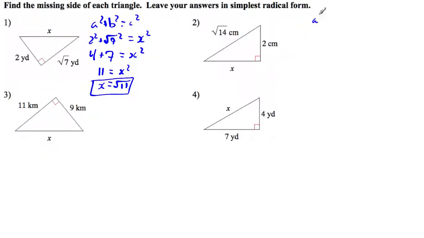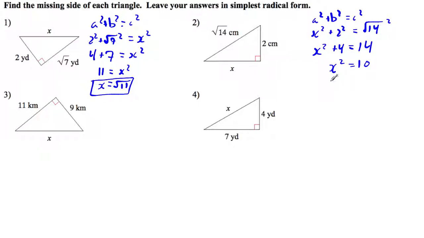Now number 2 is tricky because we're not solving for the hypotenuse, but the same approach still applies. So I'm going to have a squared plus b squared is equal to c squared. Well, a is x, so I get x squared plus 2 squared is equal to the hypotenuse, which is root 14 squared. So I still have x squared, but now it's plus 4 is equal to, yet again, square root and square cancel, 14. So x squared is equal to 10, so x is equal to square root of 10. That can't be reduced, so I'm done. Also, it should be noted that when I take a square root, technically it's plus or minus, but because these are distances, these are sides, these are lengths, we never talk about a negative.